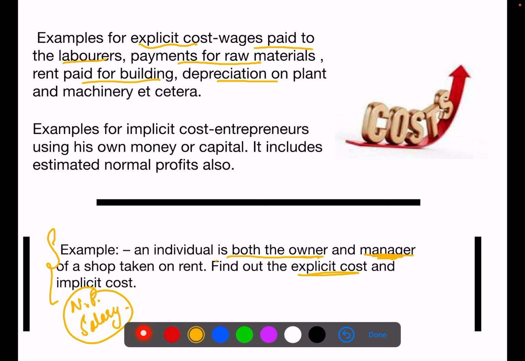Now what is explicit? See, he has taken the shop on rent, so he is making payment to the outsider, so the rent of the shop is considered as explicit cost.